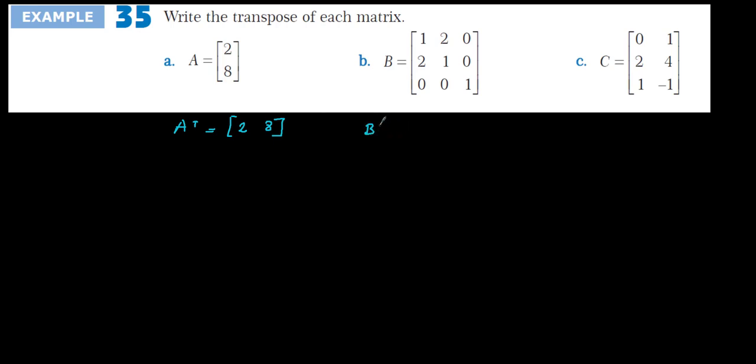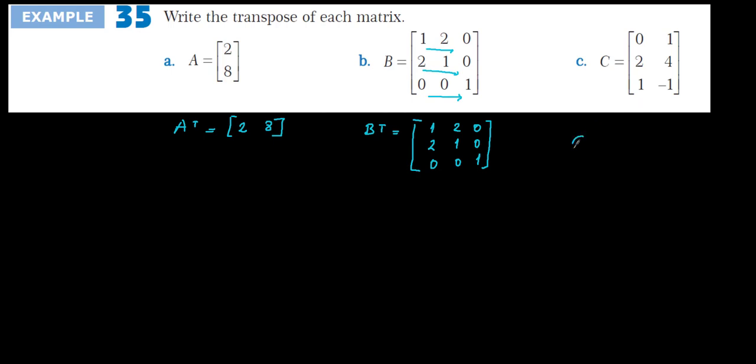Here B transpose, if we are talking about it, is again a 3 by 3 matrix. This row is going to be a column: 1, 2, and 0, then 2, 1, and 0, and then 0, 0, 1, it has to be. This is the transpose of B, also we can say.